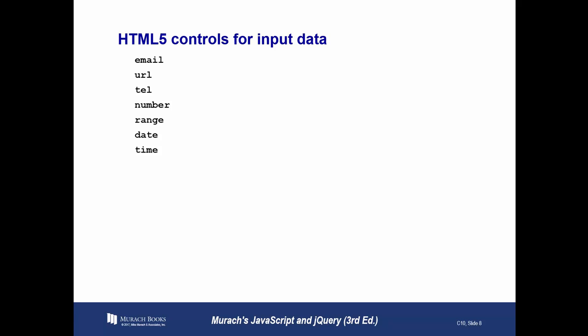URL does a similar thing with URLs. Tel is a telephone number. Now that one is fairly recent and it's not well supported by a lot of browsers. Number, again, when supported, allows you to put a minimum and a maximum. So let's say I wanted the user to be able to enter a test grade. I could set the minimum to 0 and the maximum to 100. Then they couldn't set a grade that was out of range.